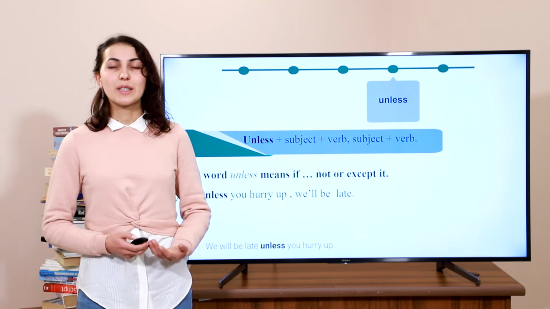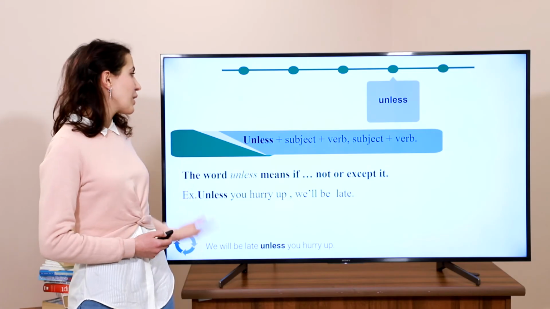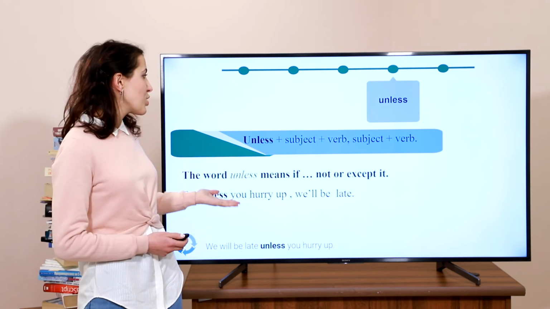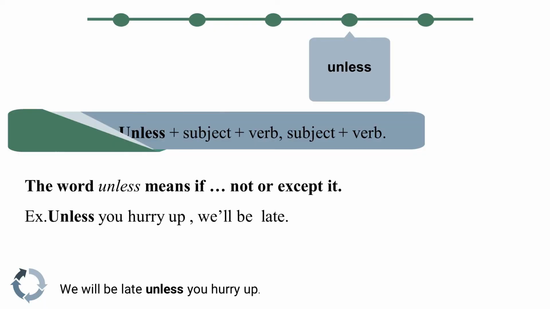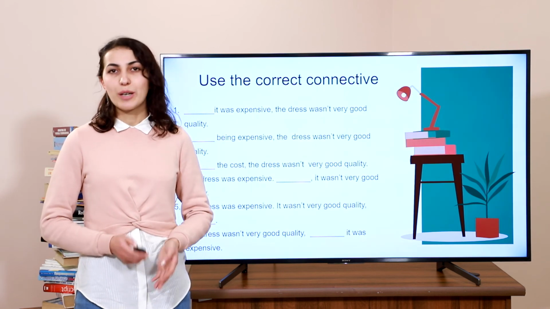Another way to express this sentence is we will be late unless you hurry up. It may be in the middle or in the beginning of the sentence. And unless should always be followed by a subject, then a verb, and the next clause, the contrasting clause, is subject plus verb. So, I have prepared some practical part.